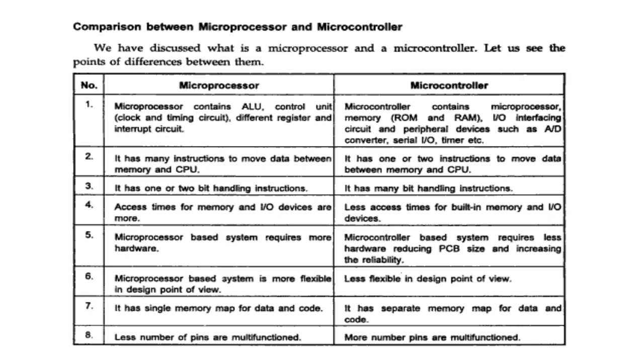Access time for memory and I/O devices is more in a microprocessor, and less for built-in memory and I/O devices in a microcontroller. Microprocessor based system requires more hardware, whereas the microcontroller based system requires less hardware, reducing PCB size and increasing the reliability. Microprocessor based system is more flexible in design, whereas microcontroller is less flexible in design, meaning these are robust. Microprocessor has a single memory map for data and code, whereas microcontroller has separate memory maps for data and code. Less number of pins are multifunction in a microprocessor, more number of pins are multifunction in a microcontroller.